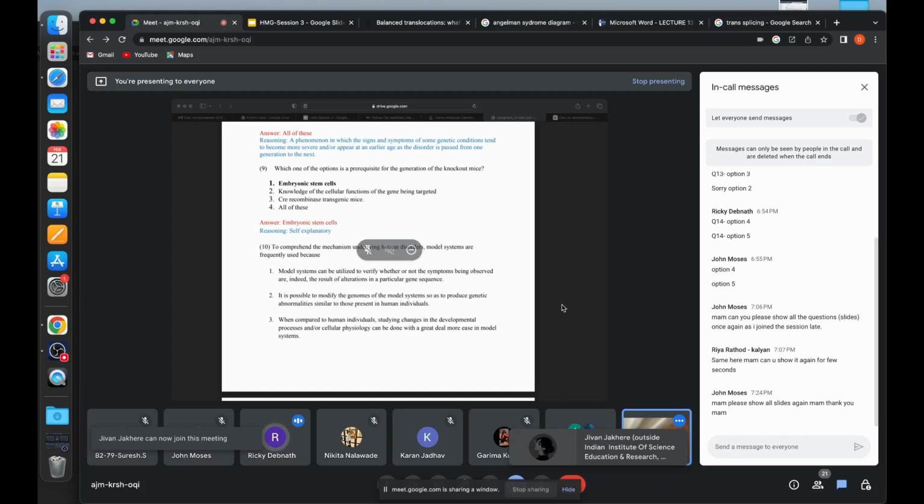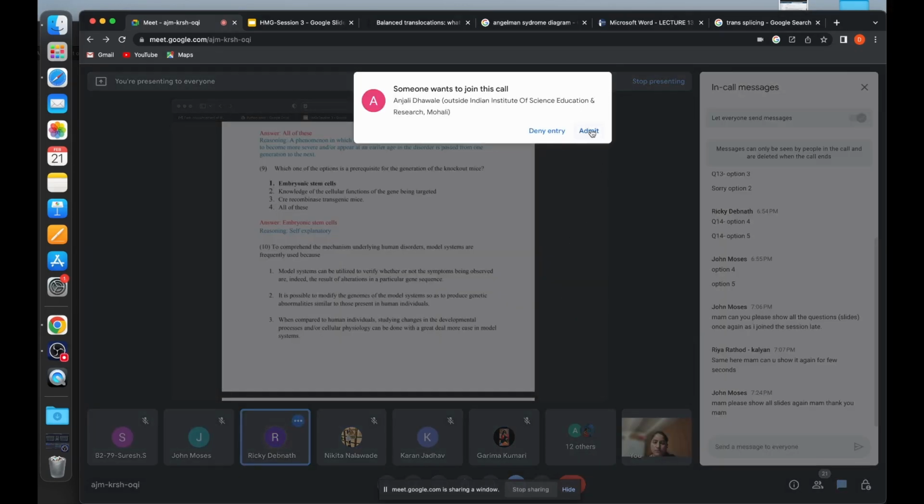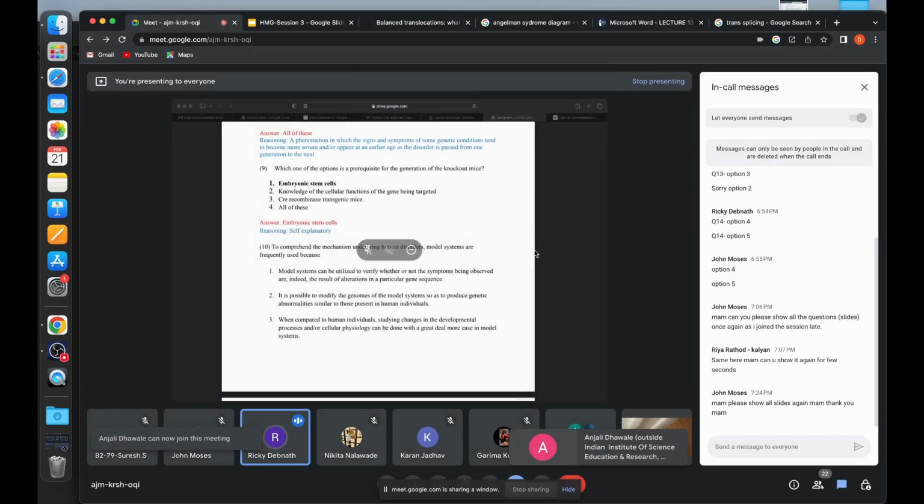So it is quite understood that Cre recombinase mice is not going to be the case. If they had said Cre recombinase, then we could think of that option. But knockout mice can be global as well as conditional, and in the case of conditional, we need Cre recombinase. So that is quite clearly not the right option.